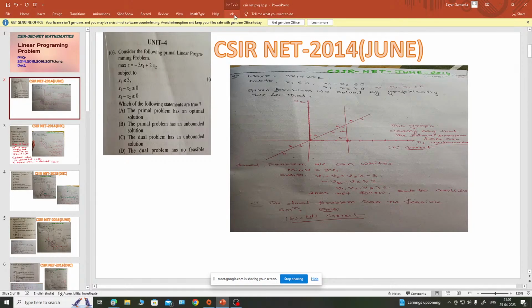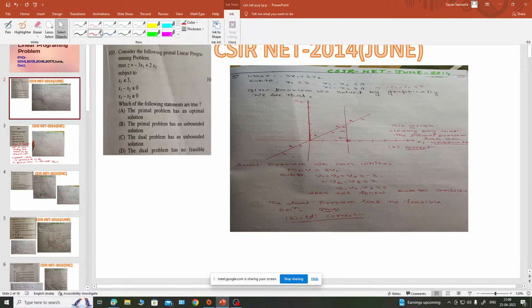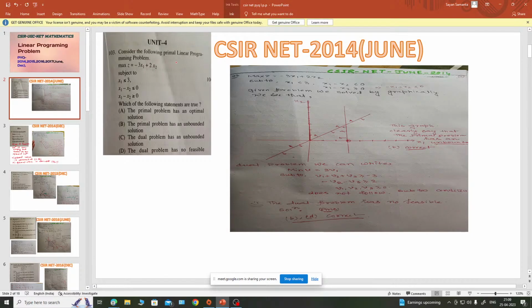So first question says: consider the following linear programming problem. Max z equals to minus 3x1 plus 2x2 subject to x1 less equals to 3, x1 minus x2 less equals to 0, x1 minus x2 greater equals to 0. Okay. So which statement is true?